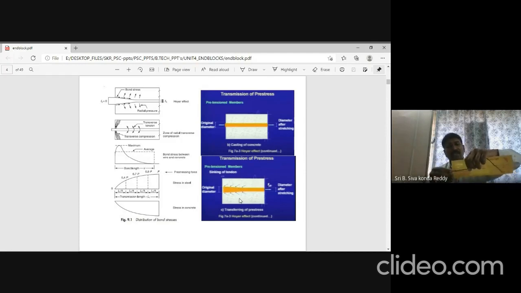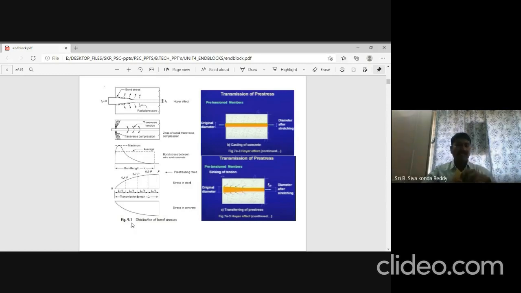Now slowly P, which is zero at this point, would reach its maximum value of P. The length required for achieving this P value from 0 to P is called the transmission length. This would be critical in your pre-tension members. The transmission length will be represented by LT. You require some length for gradually introducing the pre-stressing force, from zero at the face of my concrete member to its maximum value.